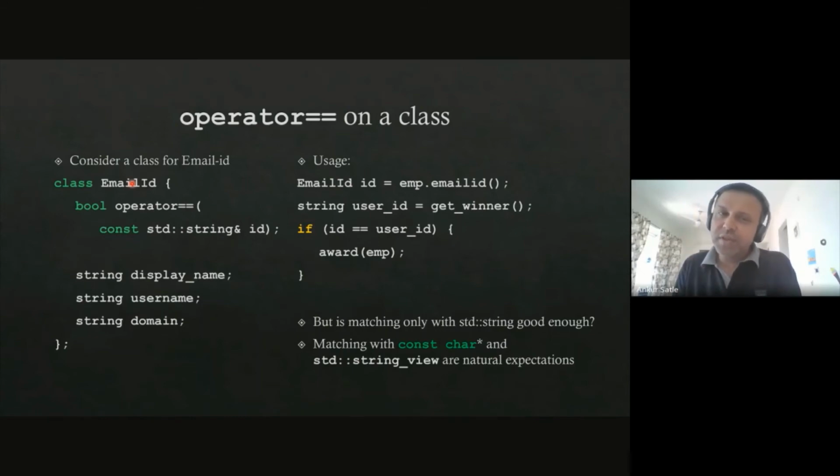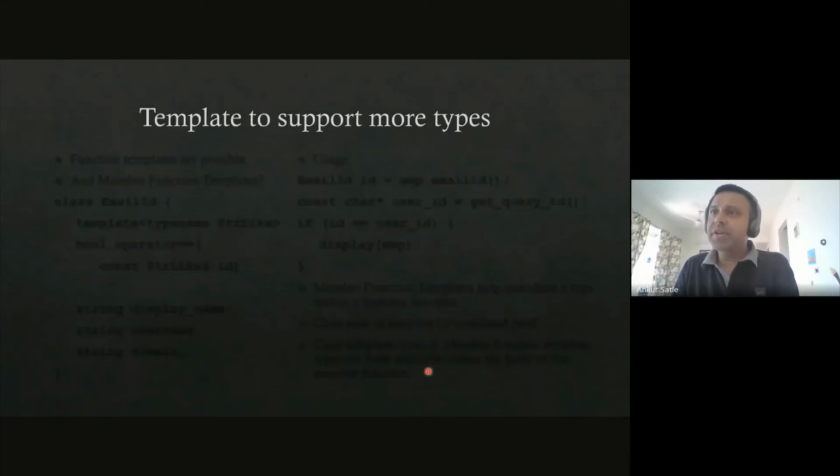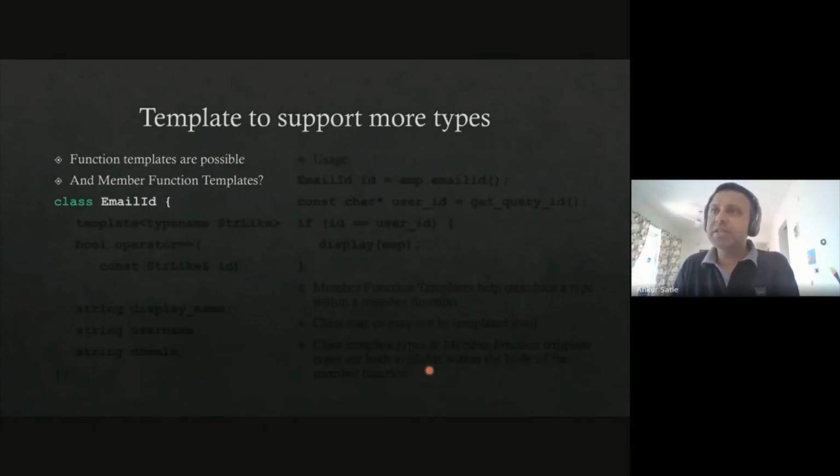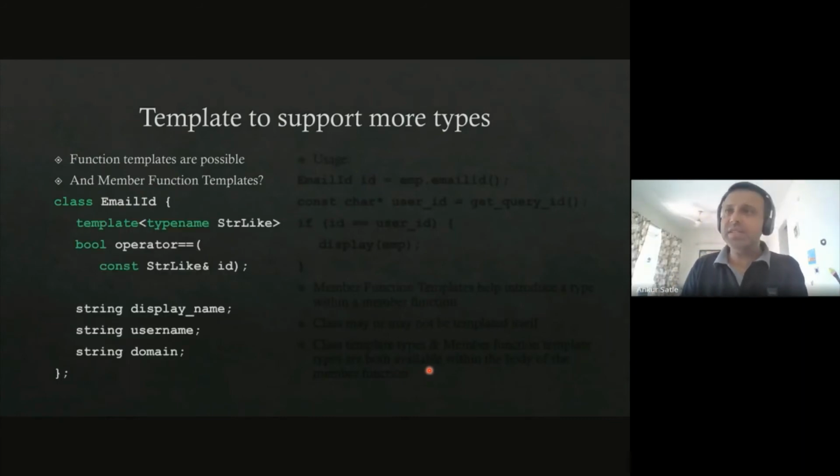Is that good enough? How about const char pointer support or string view support? If you have not viewed the string view session which Mahendra took previously, please check out YouTube for the session on string view. It's very informative. So the moment you want to support more data types, you come into the realm of templates. And this time it's a member function template. As you can see, the class is itself not templated, but you just have a templated function where you say, I just take anything which is like a string, and I'm able to match it.